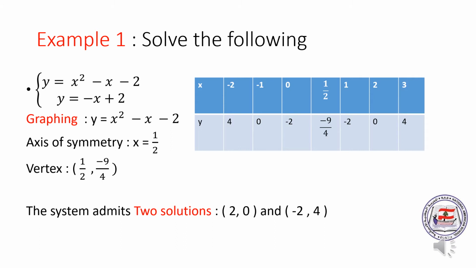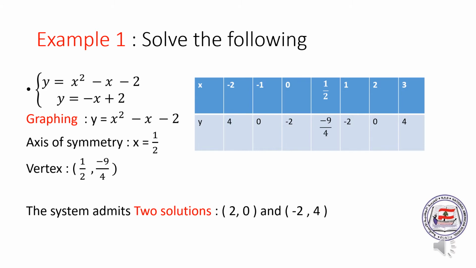Let's start with example 1. We need to solve the following system: y equals x squared minus x minus 2 and y equals minus x plus 2. As we learned in previous sections, in order to graph a quadratic function, we need to determine its axis of symmetry, its vertex, determine some points that locate the curve, and finally we draw the curve in the xy plane.